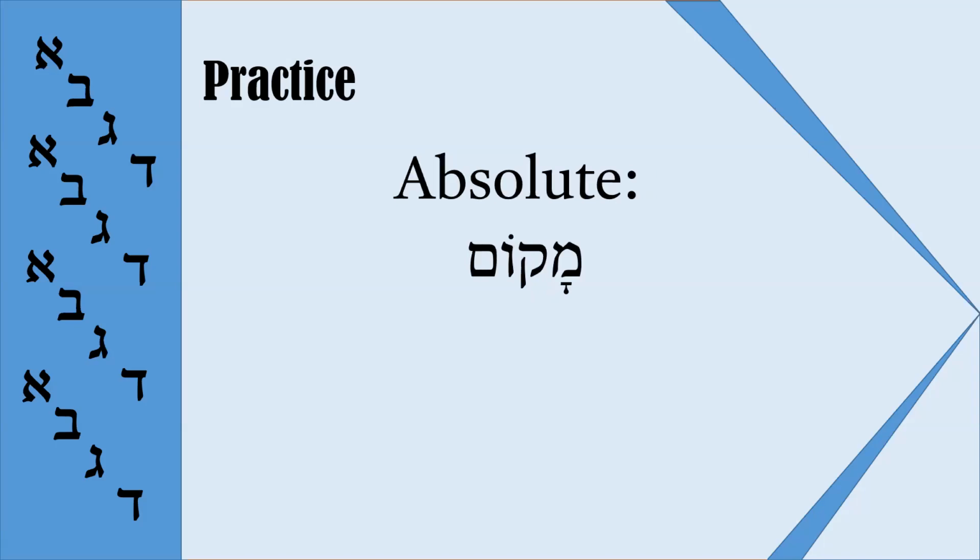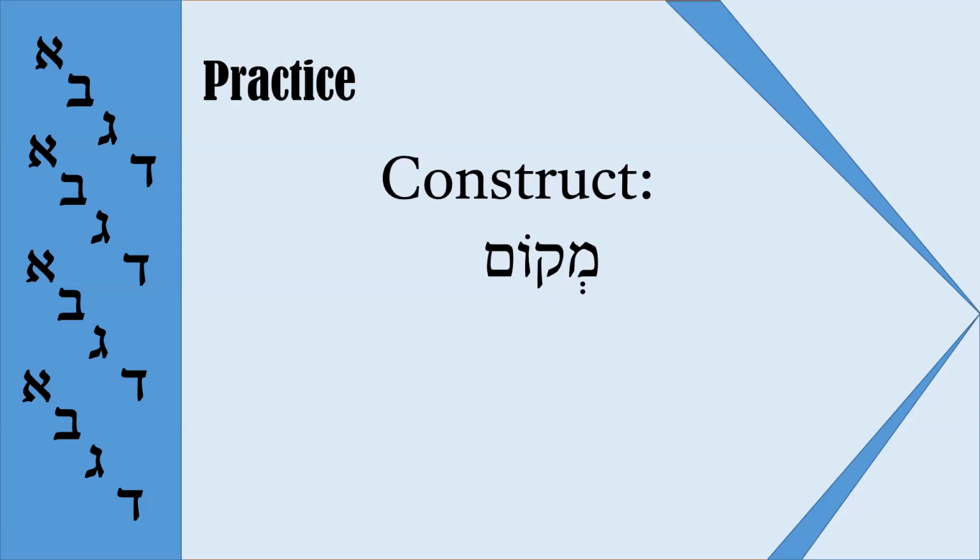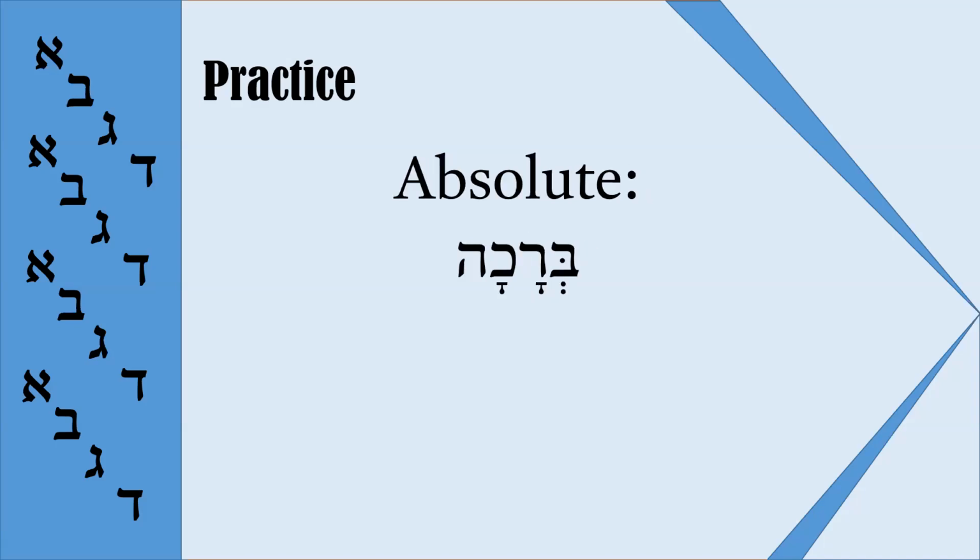Okay. Makom. What would be the construct state? The construct, mekom. The kametz will become... Yes, kametz will be transformed to sheva, and holem vav remains the same because it cannot be changed. Mekom. Okay, very well.